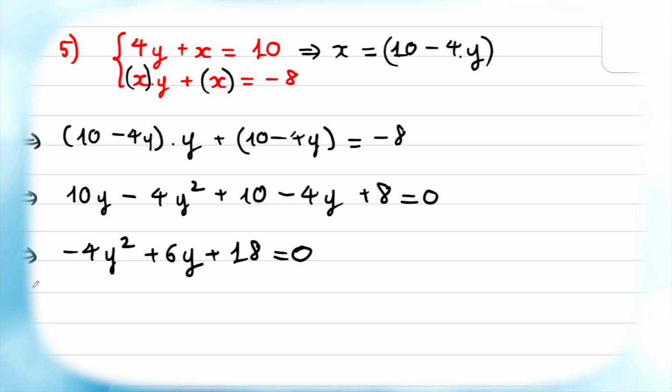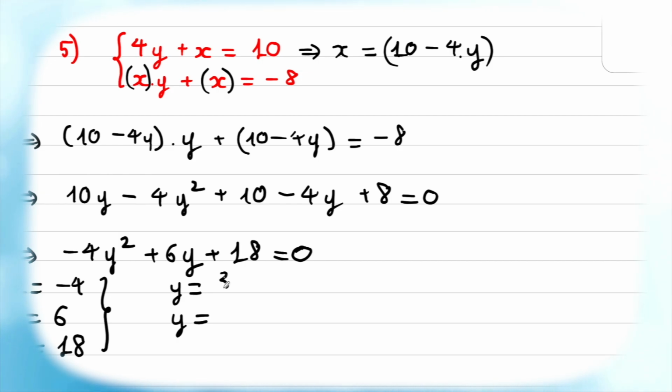For this question, you got 3 coefficients. For a will be minus 4, for b will be 6, and for c will be 18. Now combine all of them, we have the solution for y here, I will use my calculator. The first thing will be minus 4, 6 and 18, and then we have two solutions. First is 3 and the second one is minus 3 over 2.